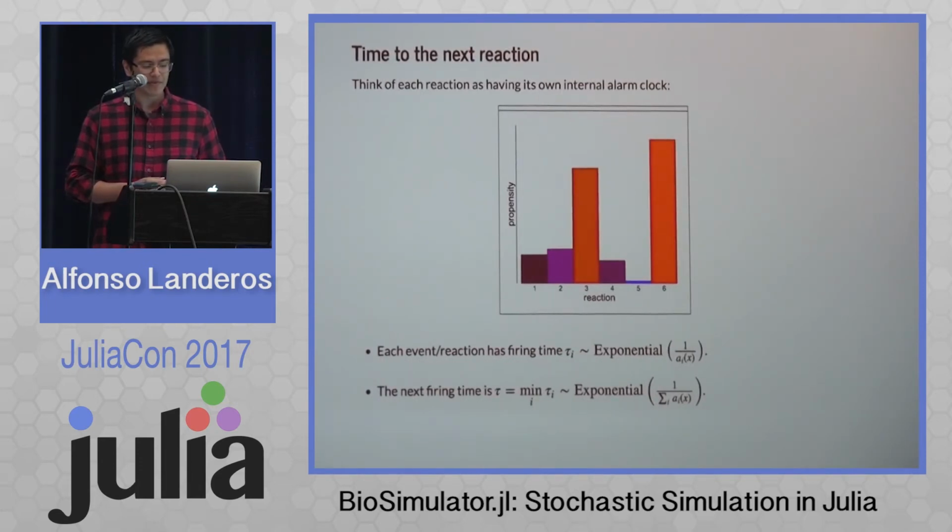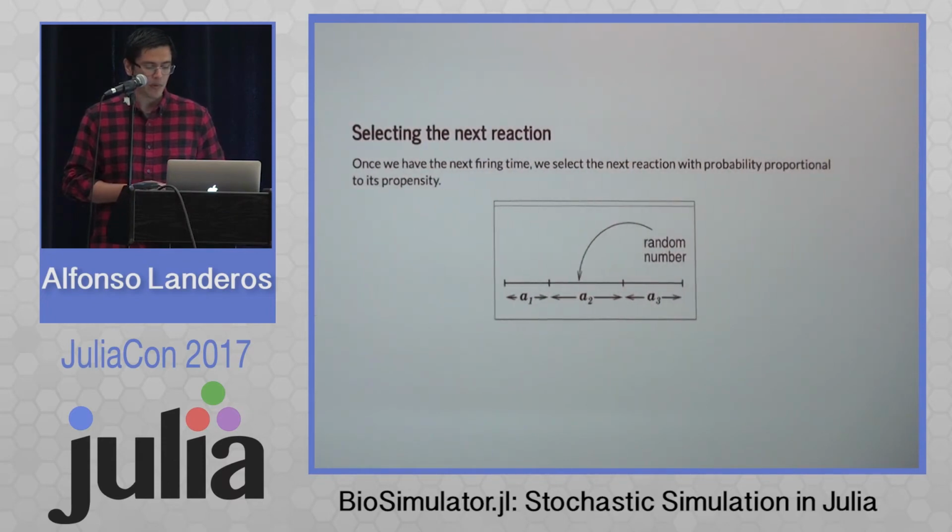So, for example, for the time to the next reaction, you can think of each reaction as having its own internal clock. And these clocks go off at an exponential rate that is somehow related to the intensities for each of these reactions to fire. So you can see reaction 6 is much more likely to fire than reaction 5 because it has a higher propensity. And once we know which reaction fires next, all we have to do is sample according to how these propensities are weighed.